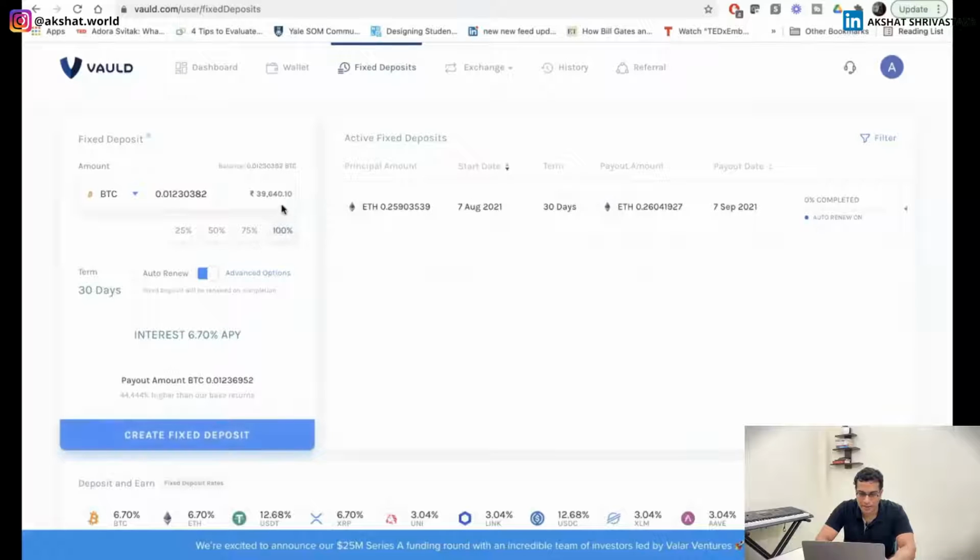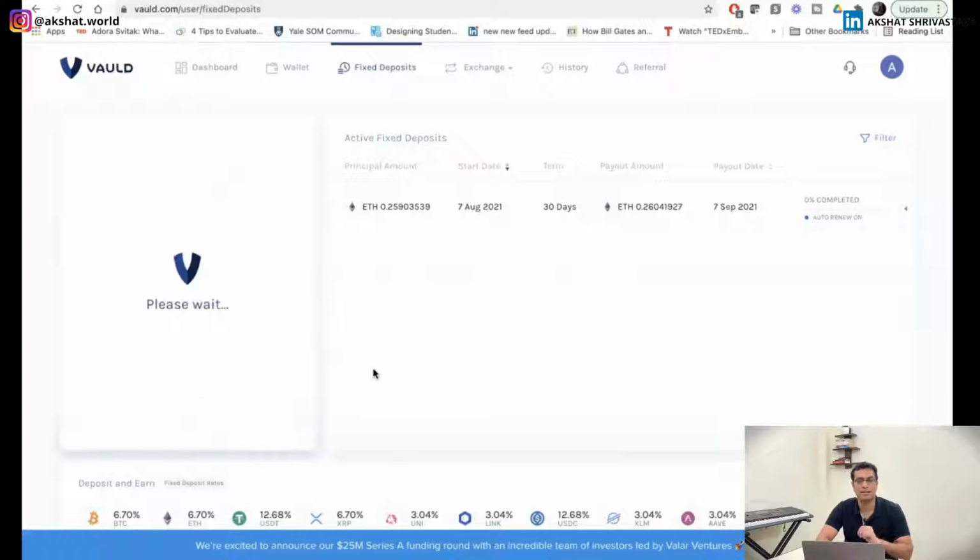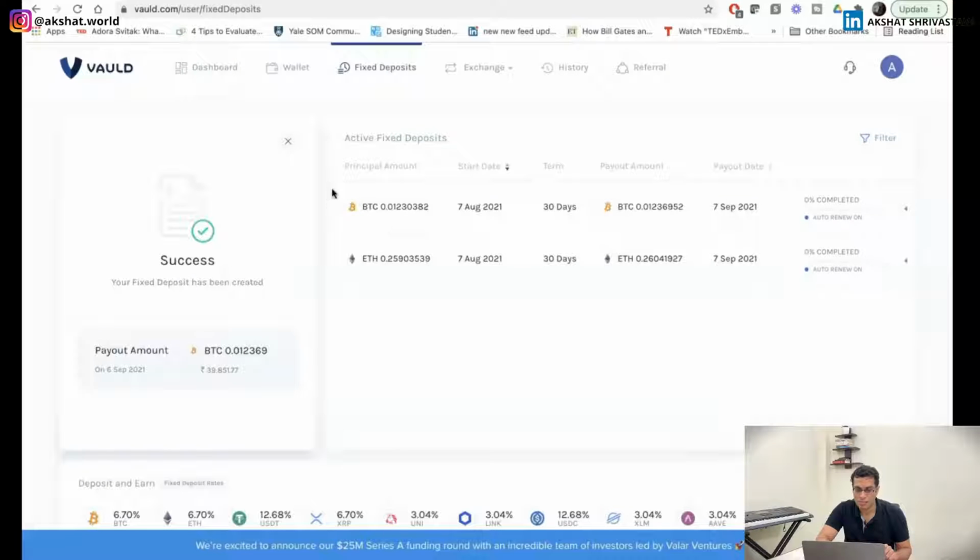So I had Bitcoin also. I will do 100% of fixed deposit here, right? So this is also done, and you can see that both the things have come up.